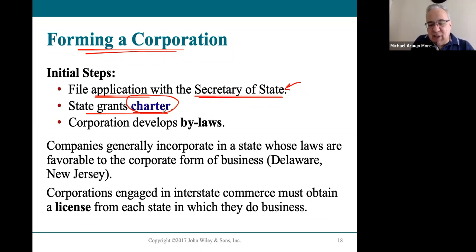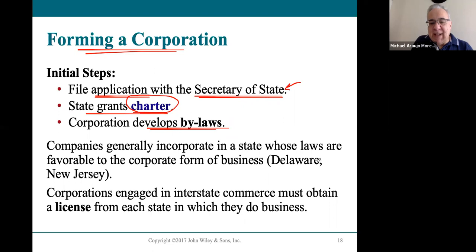States require corporations who are granted a charter to come up with bylaws, which is how it's going to be governed. And that's something that also is part of it.